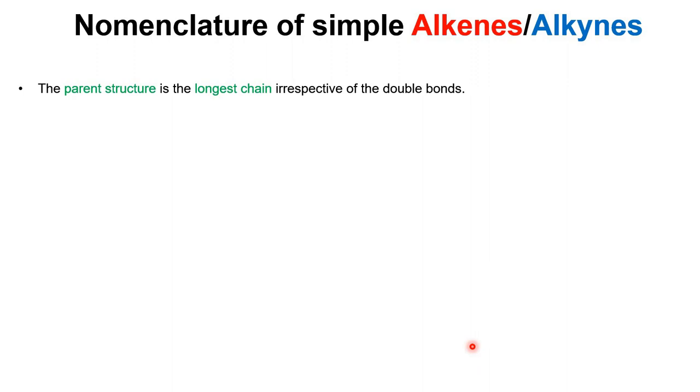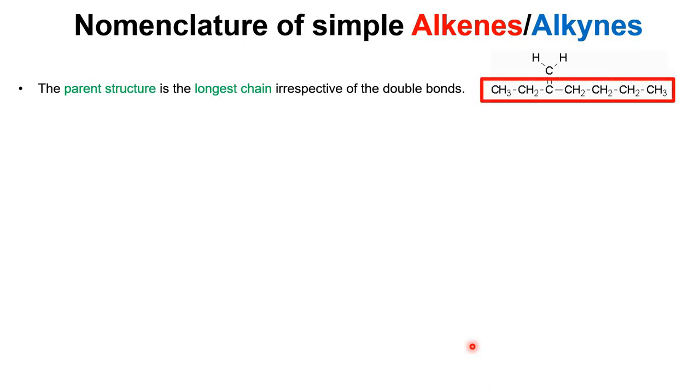But here in the new rules, you will have to select the longest chain, not the one that contains the double or triple bonds. For example, here is the compound. This is the longest chain and it is our parent chain. Why is this the longest chain and our parent chain? Because it contains more carbon atoms as compared to the chain with the double bond. Let's see. This chain contains 1, 2, 3, 4, 5, 6, 7 carbons, while this chain has 1, 2, 3, 4, 5 and 6 carbons.